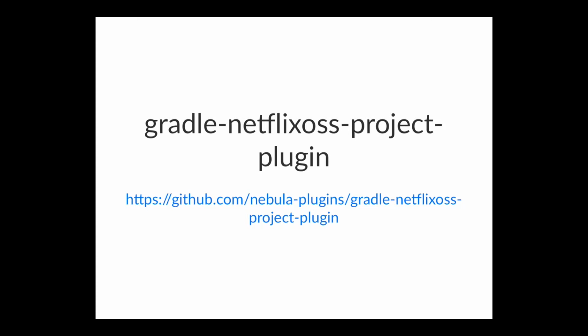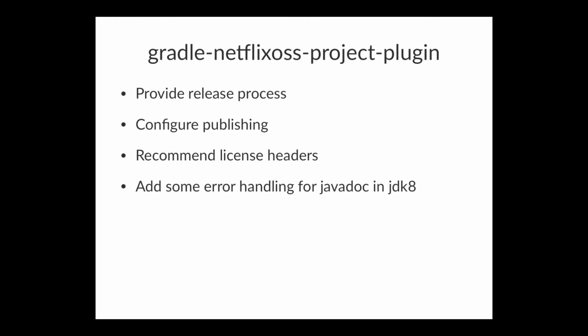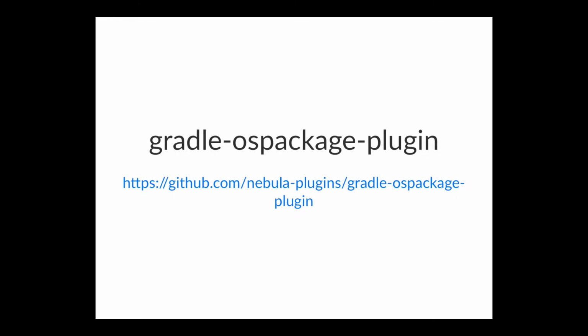We also recommend creating project plugins for various things. So we have a Netflix OSS project plugin. All of our open source projects that are Java-based apply this. It creates various release processes, configures publishing, and makes sure that Apache licenses are on the things in the right place. It does a little helpful error handling. Like, Javadoc in JDK 8 became way more picky, so let's go and hide that for the OSS people.